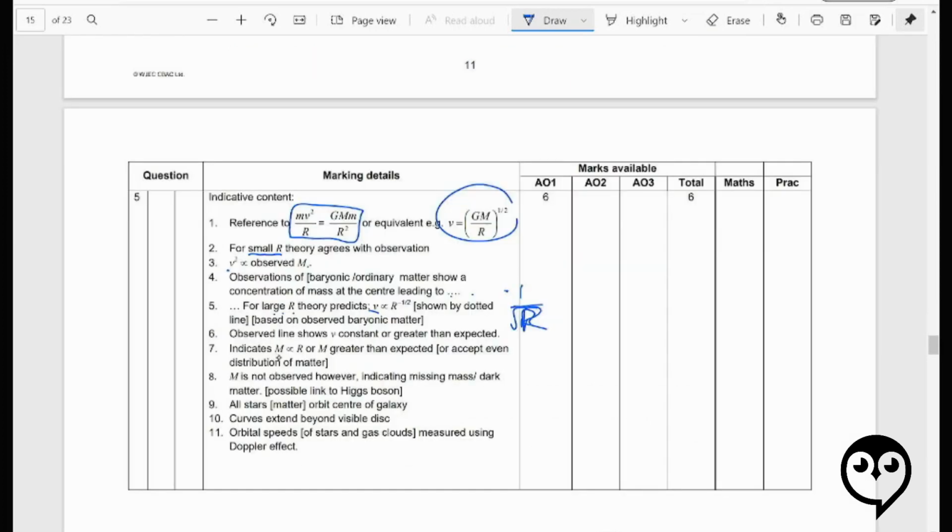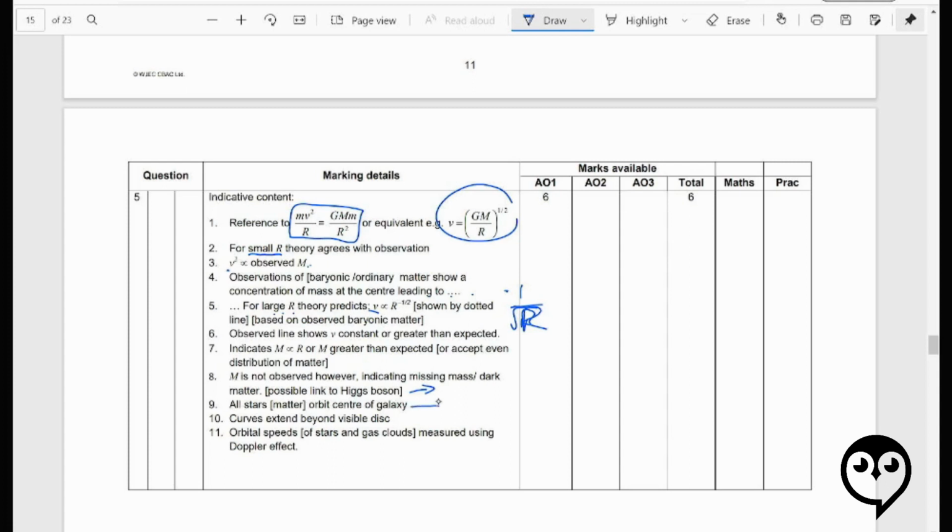You can say that this indicates that the mass is proportional to the radius, or the mass is greater than expected, is what we saw. Mass is not observed, however. We don't see that mass. And this is what the dark matter is, there's a possible link to Higgs boson. I don't know if you've done the particle physics; in WJEC you don't talk about that too much.